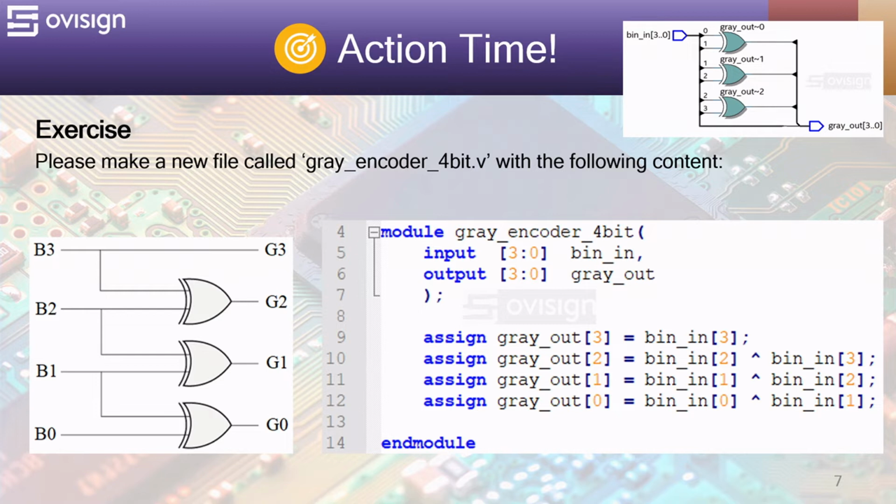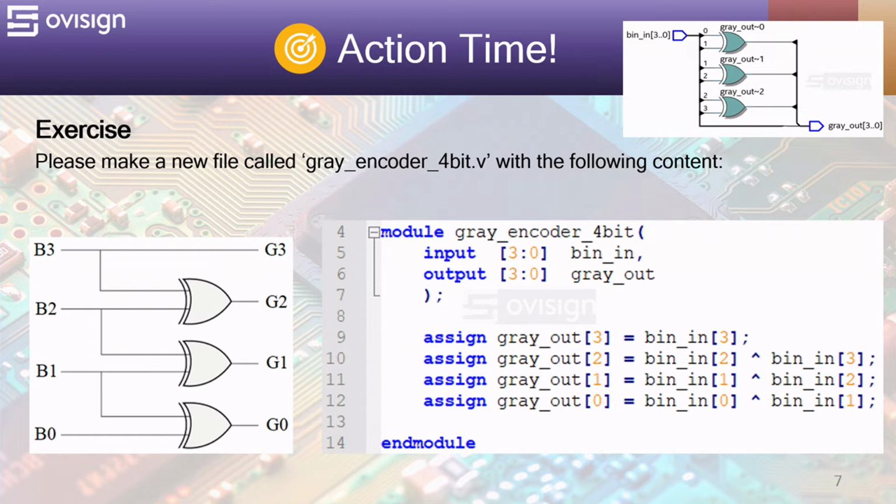Encoder implementation. Let's analyze now the block schematic for the 4-bit Gray encoder. The circuit is extremely simple and it contains only 3 XOR gates to interconnect the binary inputs values. The Verilog code for this combinational circuit is extremely easy to implement.